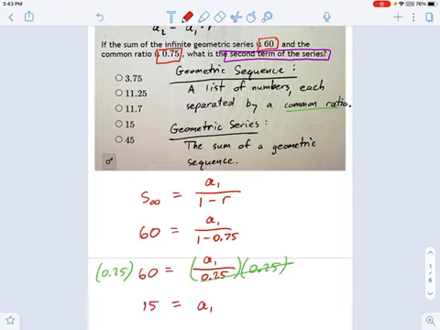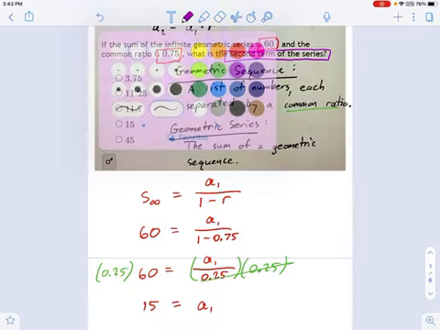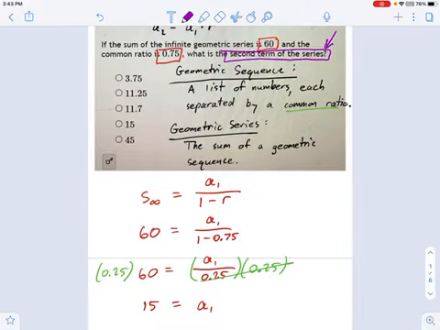Now, if you say 15, it's wrong. So what's the problem? It's not 15 that they're looking for. They want the second term of the sequence, or the series. Remember, I just found A1. That's the first term.